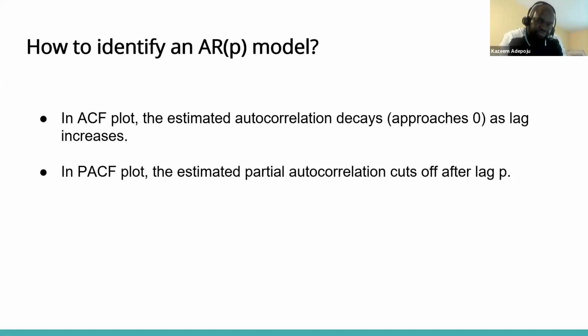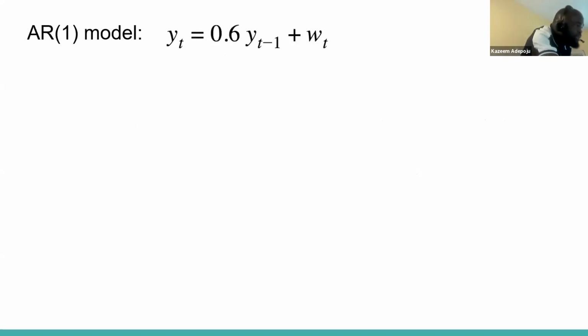And not only that, in the PACF plot, the estimated partial autocorrelation will cut off at a particular P. After that P, we say that it is going to be an autoregressive model of order P. If the partial autocorrelation cuts off after lag 4, then an appropriate model within the autoregressive family is going to be AR4. Does that make sense to everyone now? That's exactly what we're trying to say.